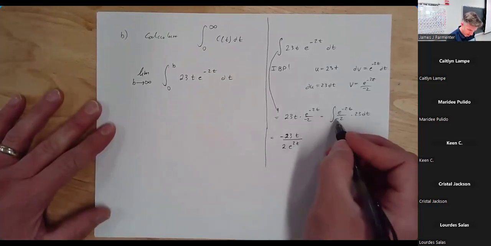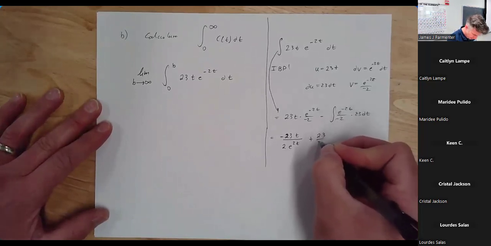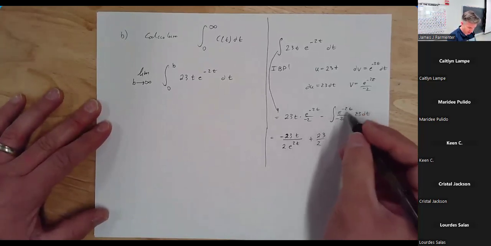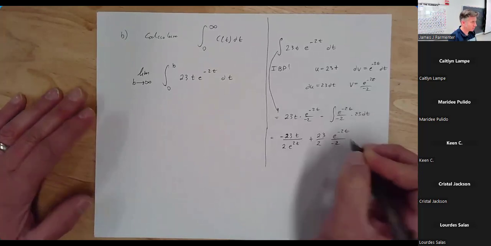And then minus a minus is plus. I have a 23 over 2. And then the antiderivative of e to the negative 2t is e to the negative 2t divided by another negative 2.